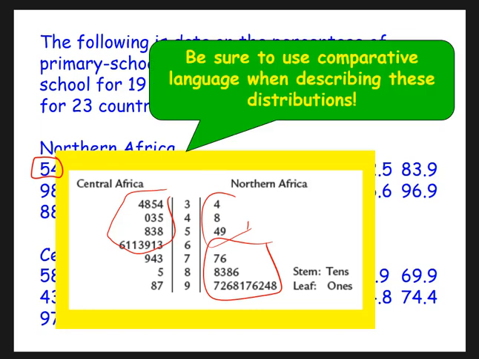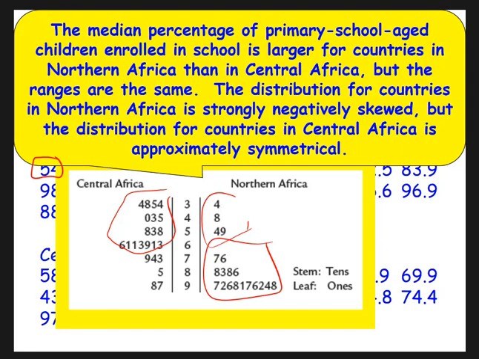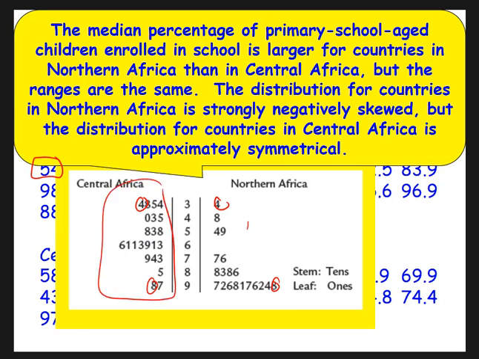So this comparative plot helps you to describe how the 2 distributions relate to each other. So in this case, you might say that the median percentage of primary school age children that are enrolled in school is much smaller, is less in Central Africa than in Northern Africa, but the ranges are actually exactly the same. Both go from 34 to 98. Notice, by the way, that on the left side here, the numbers are put in reverse order. Smallest ones are in the center, and we work out going larger. On the right side, the smaller ones are in the center, and we go to the right, getting larger. That's an important note there.